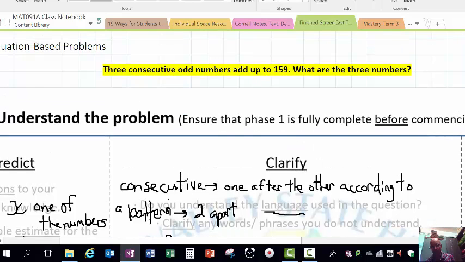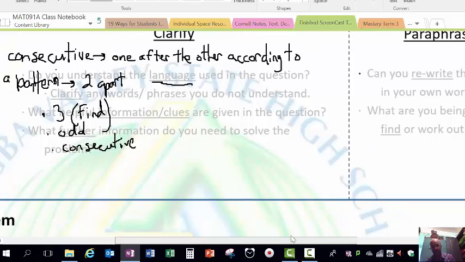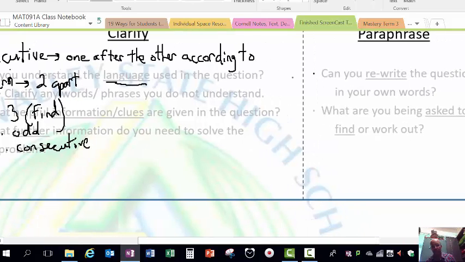Okay. Anything else? Well, we've got to find 3 numbers. Rightio. So rewrite the question in our own words. Let's see. Odd number plus next odd number plus next odd.